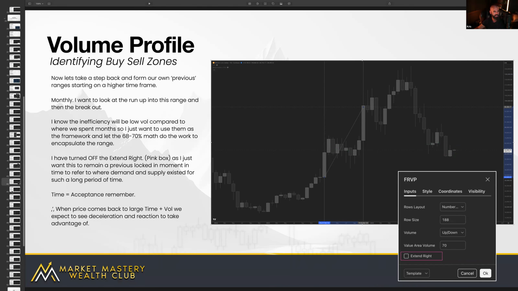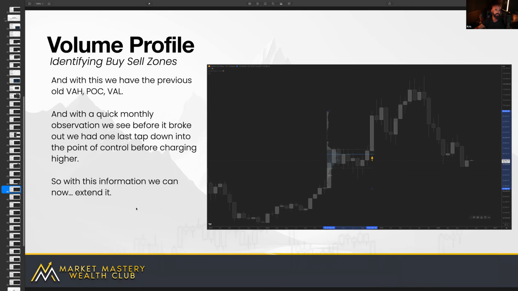And we're going to move through these slides and have a look at how it all worked. This is what the result is when I let go of the click and I actually show it, and it automatically generates this, with the value area high, the point of control, and the value area low. With a quick monthly observation, we see before it broke out, we had one last tap down into the point of control before charging higher. So with this information, we can now extend it.